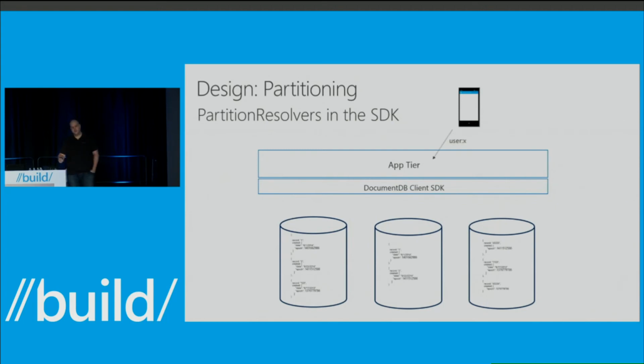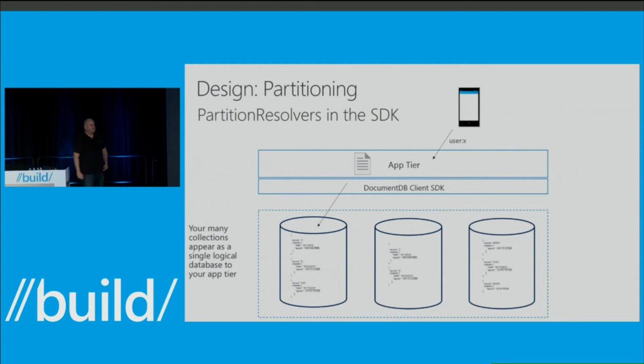So what you would do is your app talks to the app tier. The app tier figures out what kind of partition resolver it's using, so either hash or range or lookup or spillover or any of those. It then passes that partition resolver to the .NET SDK, and the SDK figures out which collection you should be in, and it goes off to that collection. So your many collections, and we have some customers that have 1,000 collections, they now appear as one logical database.